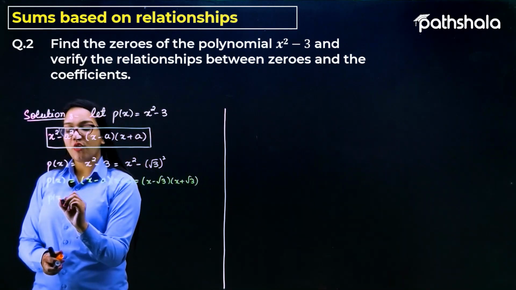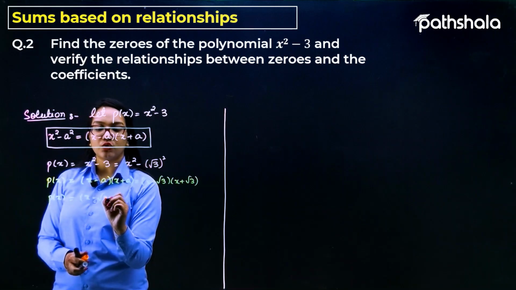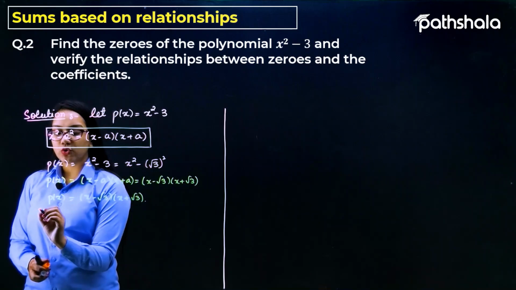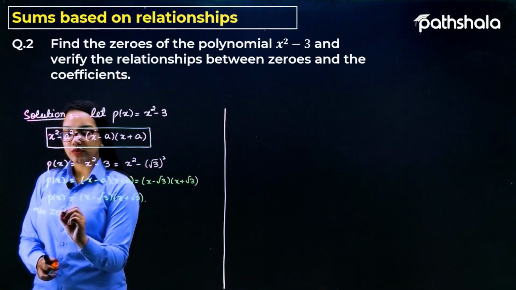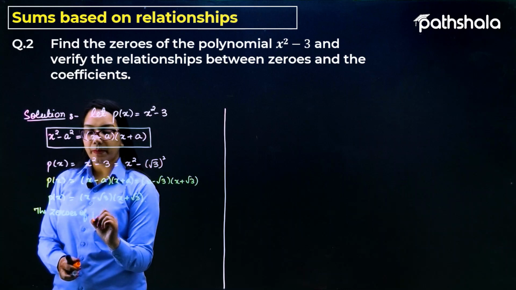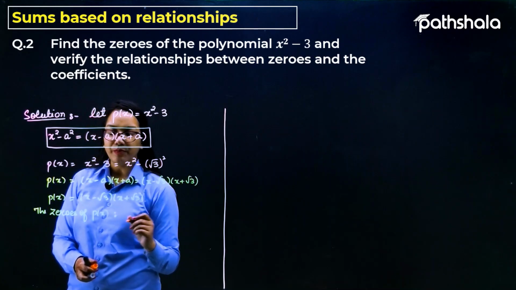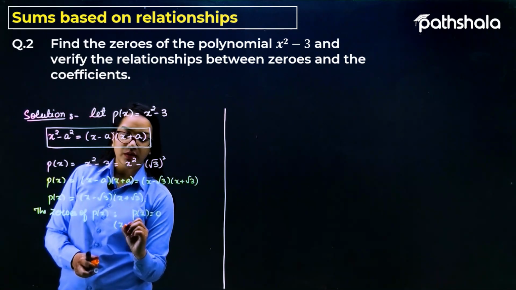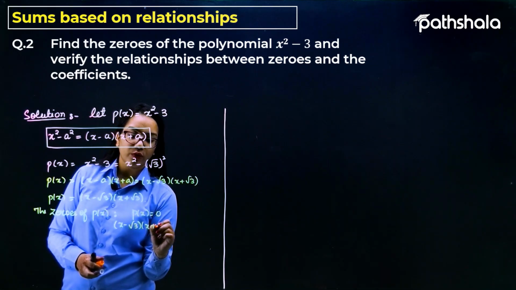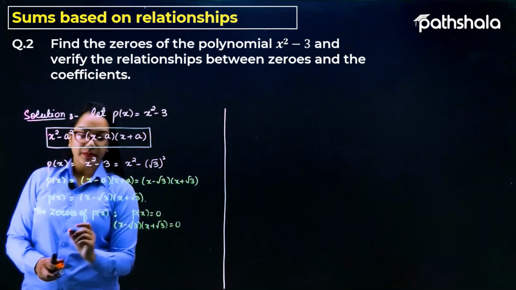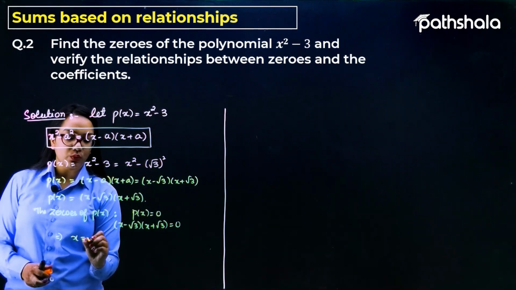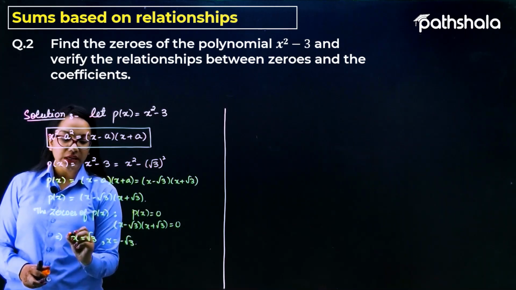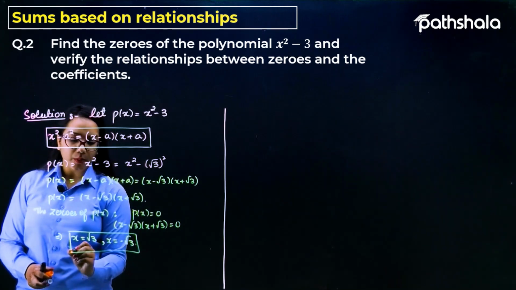So at the end, p of x is equal to x minus root 3 and x plus root 3. The zeros of p of x are found by setting p of x equal to 0. It means x minus root 3, x plus root 3 is equal to 0. It implies that x is equal to root 3 and x is equal to minus root 3 are the two zeros of this quadratic polynomial.